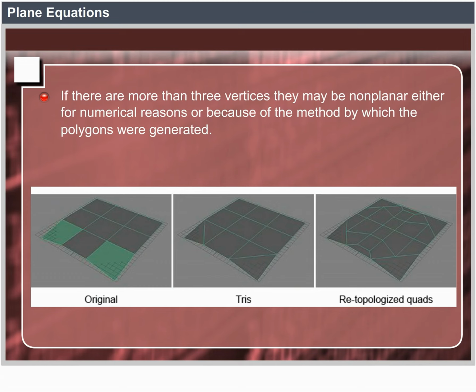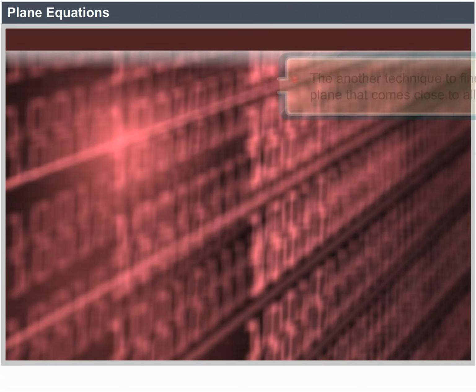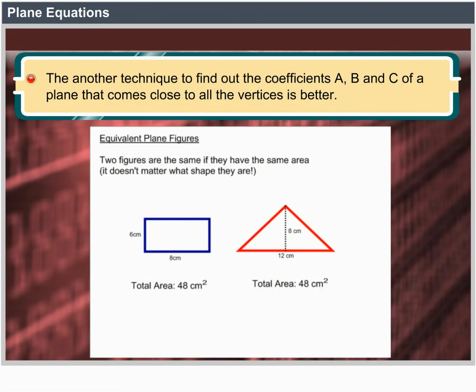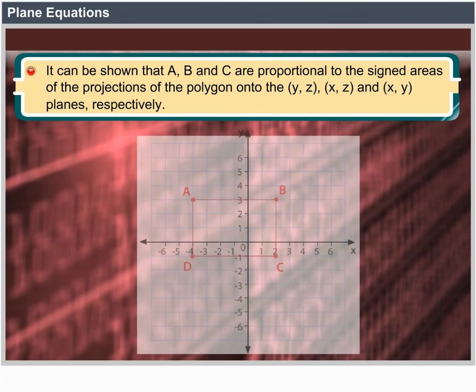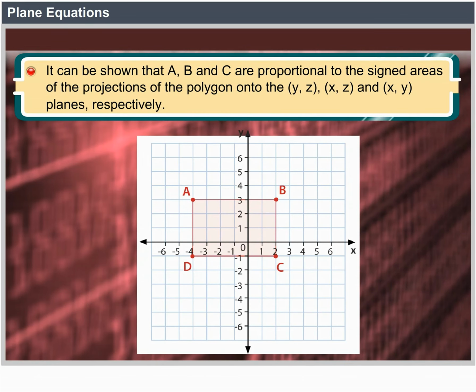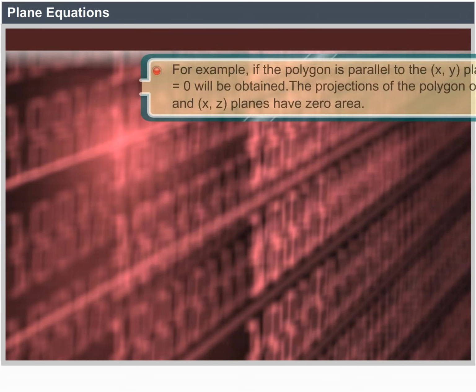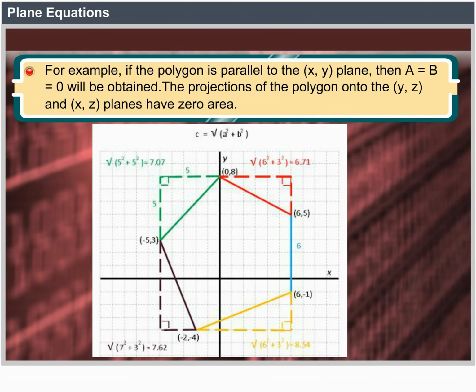Then another technique for finding the coefficients A, B, and C of a plane that comes close to all the vertices is better. It can be shown that A, B, and C are proportional to the signed areas of the projections of the polygon onto the YZ, XZ, and XY planes, respectively. For example, if the polygon is parallel to the XY plane, then A equals B equals 0, as expected. The projections of the polygon onto the YZ and XZ planes have 0 area.